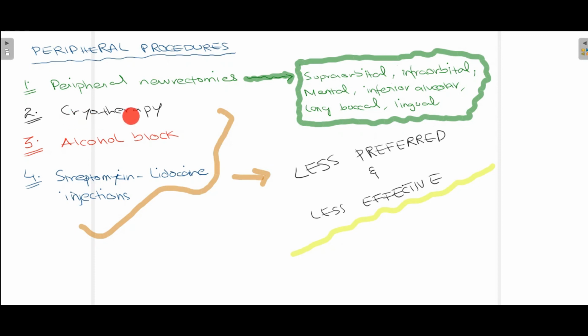You can also go for cryotherapy, alcohol block, and sometimes streptomycin lidocaine injection, but these are the last treatment options, and these are performed after medical and surgical treatments have failed. So these are the treatments that are reserved as a last resort. After the first and preferred treatment options don't work, then we go for these peripheral procedures because they are less effective and less preferred.